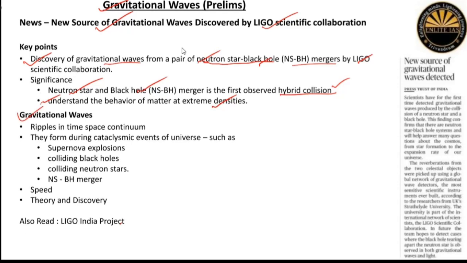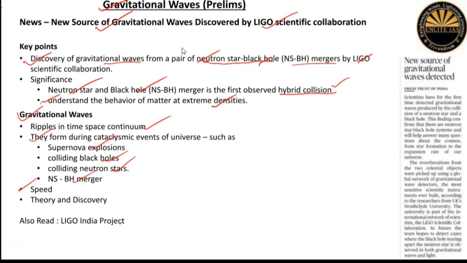In the context of the news, you should also know the basic characteristics of gravitational waves. Gravitational waves are nothing but ripples in the space-time continuum. They form during cataclysmic events of the universe, such as supernova explosions, colliding black holes, colliding neutron stars, and, as mentioned above, colliding neutron stars and black holes. You should also know that gravitational waves travel with the speed of light, and they were first theorized by Albert Einstein in the beginning of the 20th century, although they were discovered only in 2015 by the same LIGO scientific collaboration.